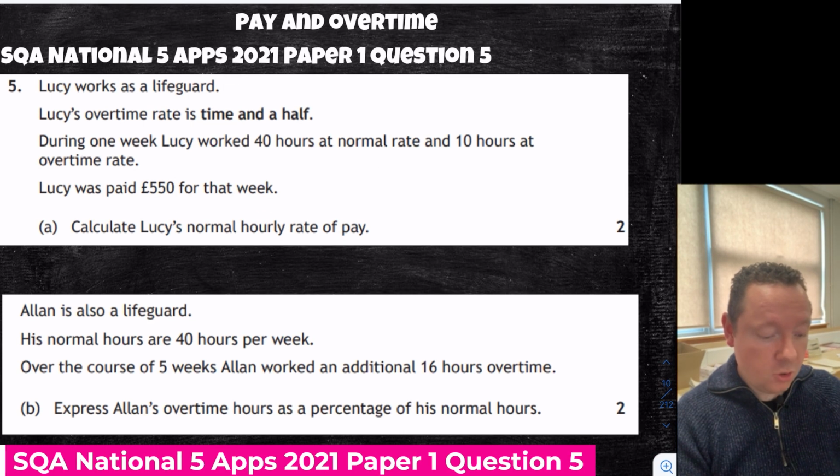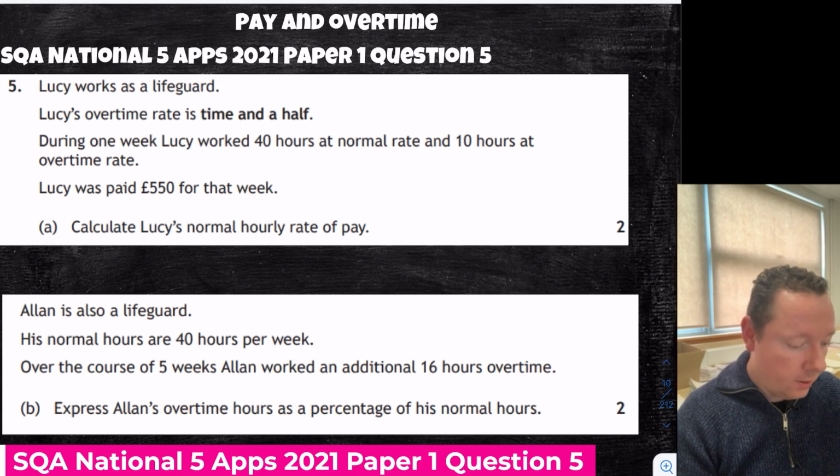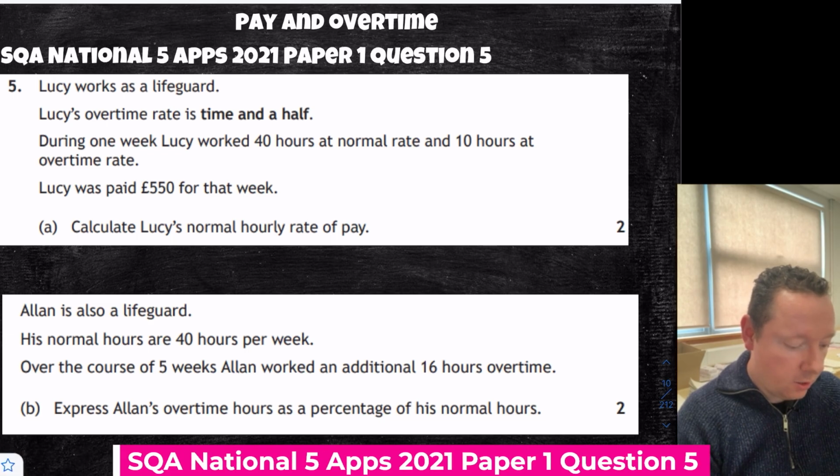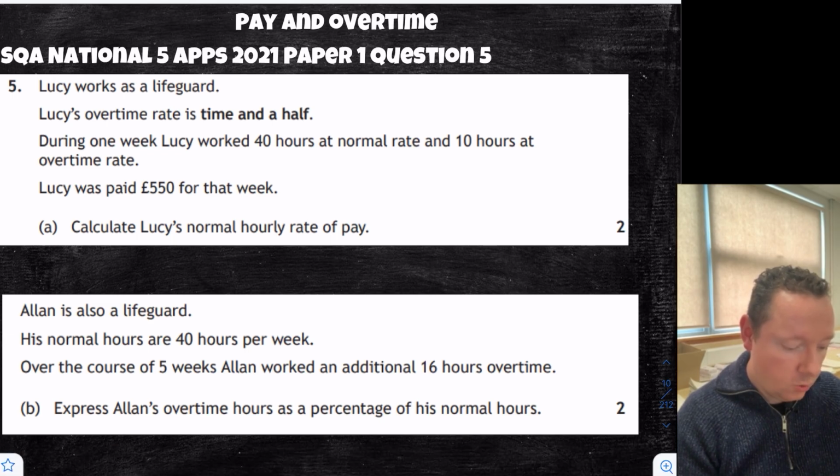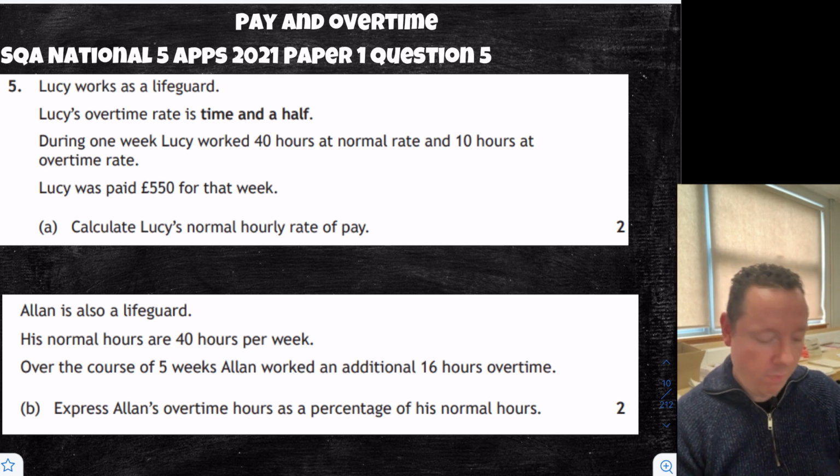SQA National 5 Apps, 2021, Paper 1, Question 5, pay and overtime. Part 1, A: Lucy works as a lifeguard, her overtime rate's time and a half. During 1 week, Lucy worked 40 hours at normal rate and 10 hours at overtime rate. She's paid £550. Calculate her normal hourly rate of pay.